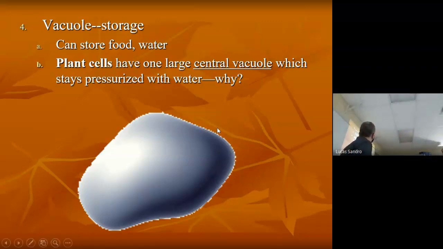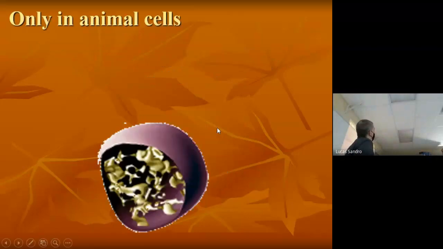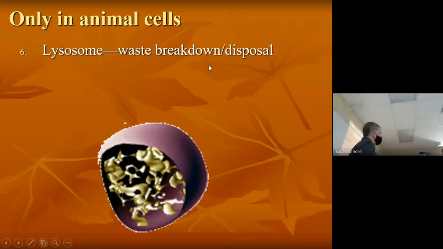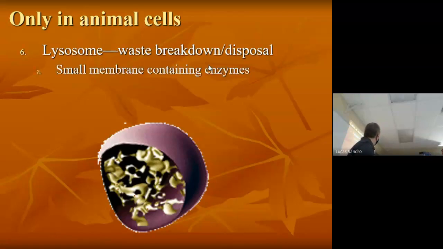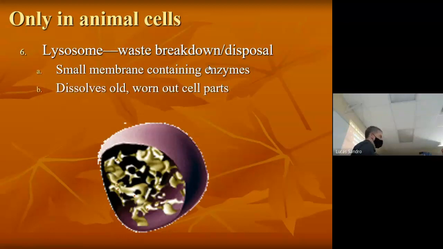Okay, so that's vacuoles. Garbage disposal. In animal cells, when a cell takes something in that it wants to break down, or when it has old cell parts that it wants to destroy, send it to the lysosome. The lysosome is filled with nasty chemicals that will break whatever down.